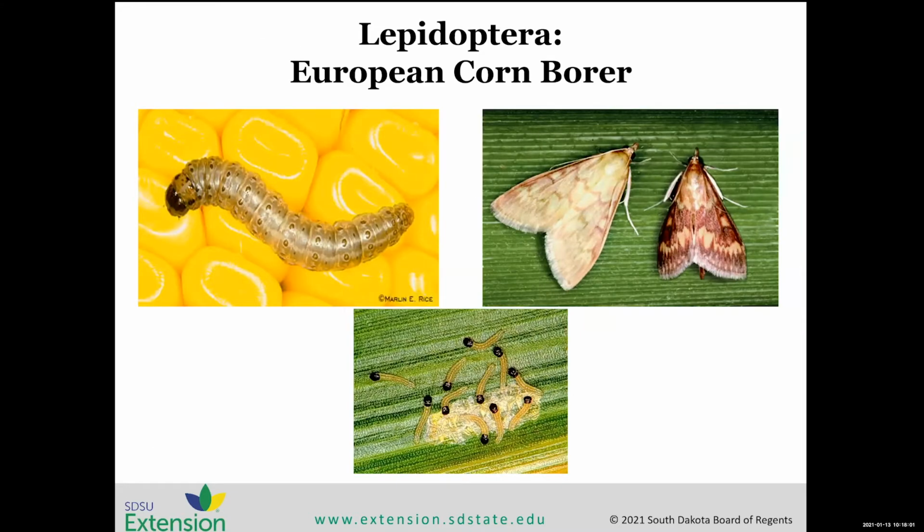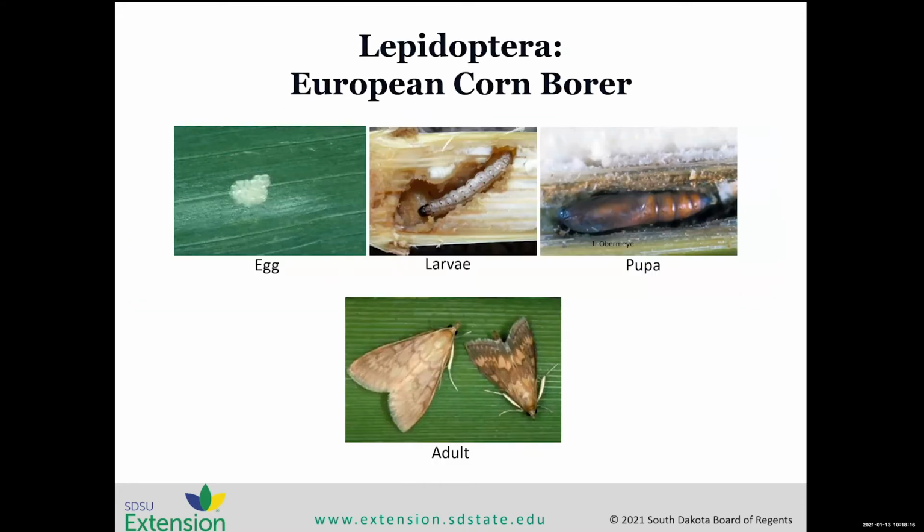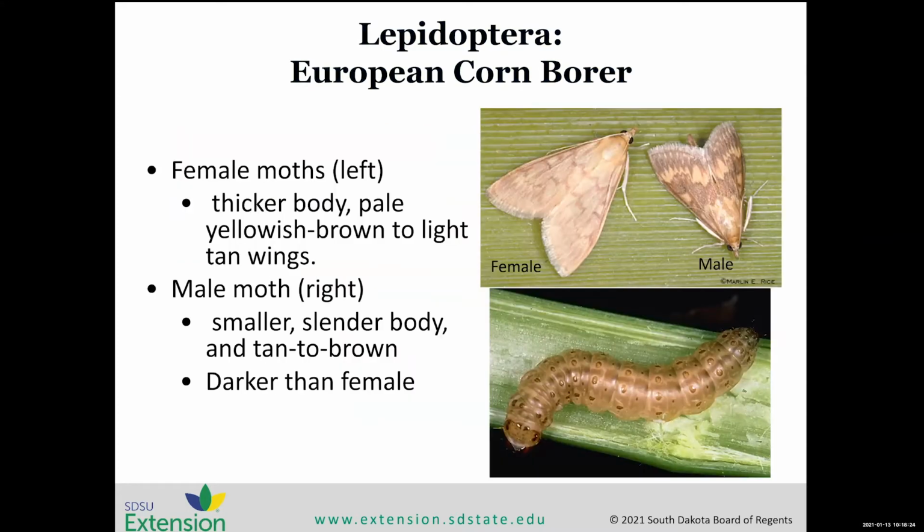So our last group of insects is Lepidoptera, your moths and butterflies, but all of these are moths for this presentation. The first one to look out for is your European corn borer. Here's a picture of all the life stages. They have egg, larva, pupa, and adult. With the European corn borer, the one you want to look out for most is the larva.